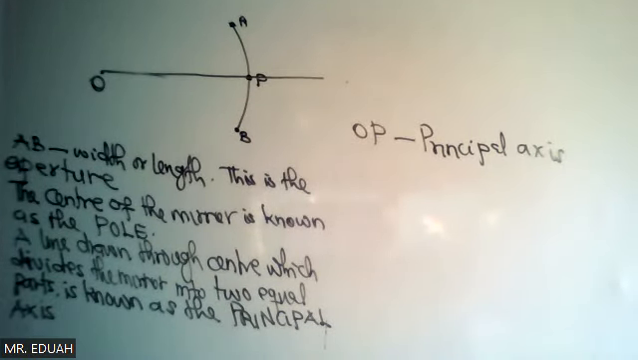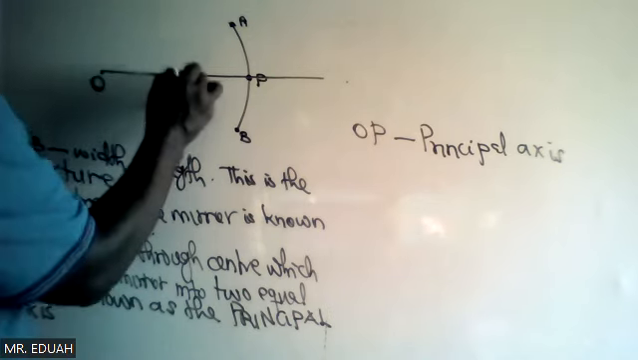Okay. Then let's come to another point. So we have identified the aperture, which is the width or the length of the mirror. The pole is the center of the mirror, and then the principal axis, which is a line, divides the mirror into two equal parts through the pole. There is a point on the principal axis where all rays that are close and parallel to the principal axis actually converge after reflection.